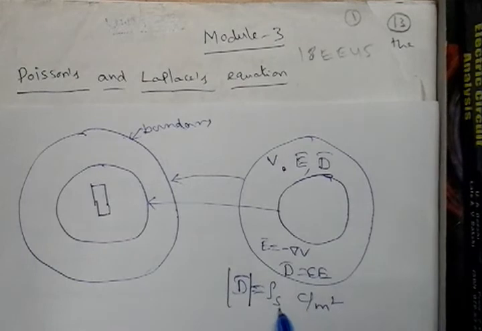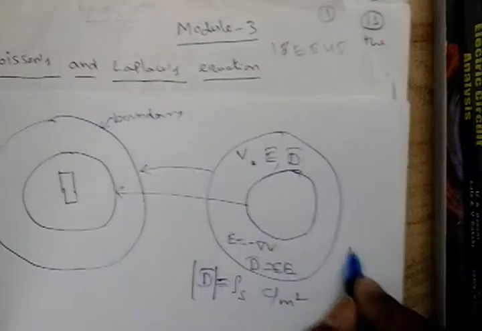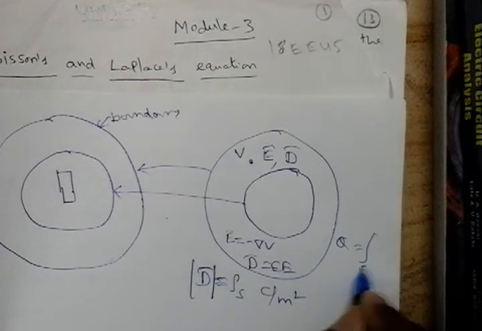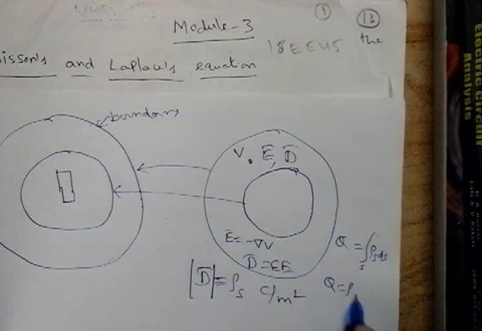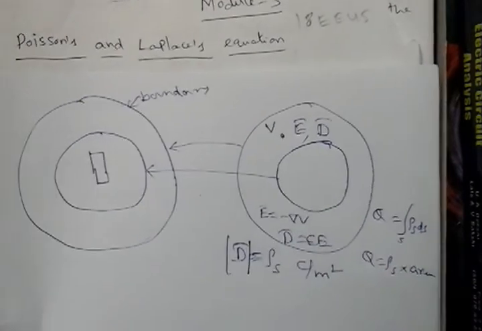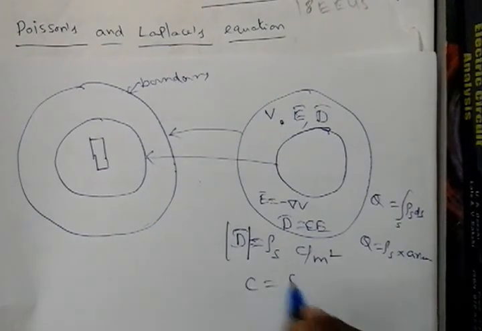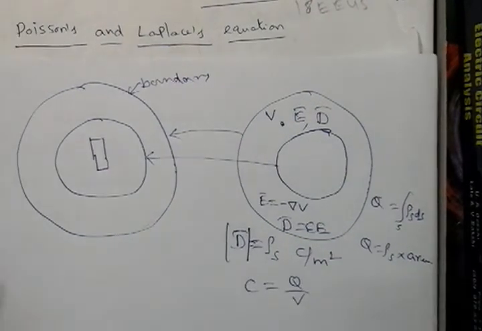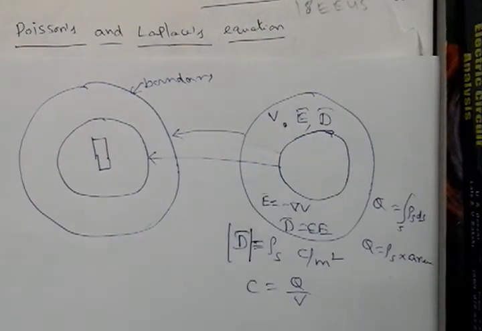Then once you know the rho s, then we can determine the charge Q. Charge Q is equal to surface integration of rho s ds, or otherwise Q is equal to rho s into surface area. Then once you know the Q, then we can determine the capacitance. Capacitance is equal to Q by V, where V is the potential difference between these two conductors. So this is the concept that we are going to see in the first part of module 3.